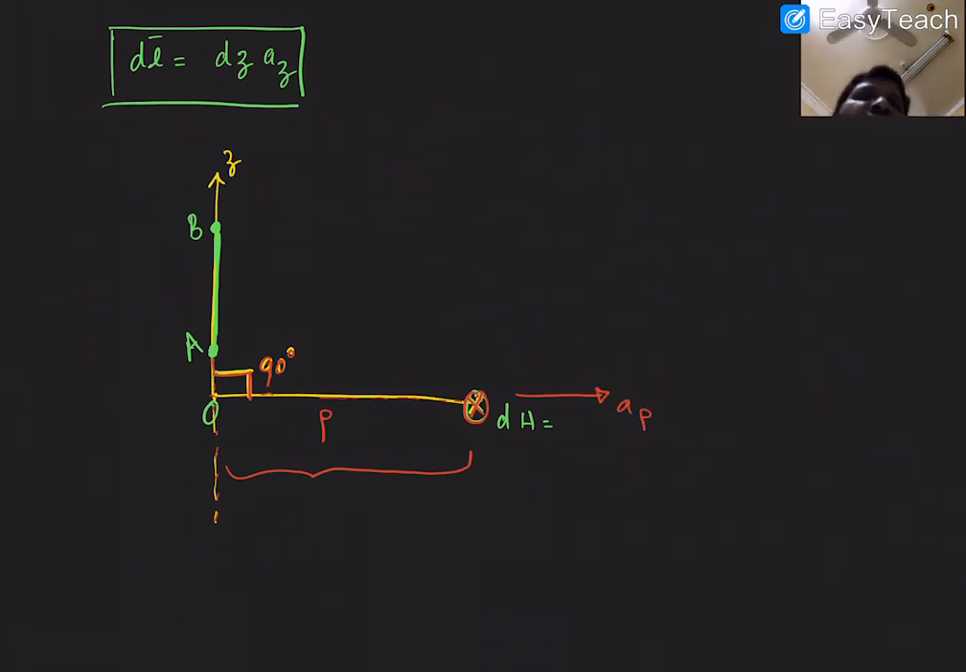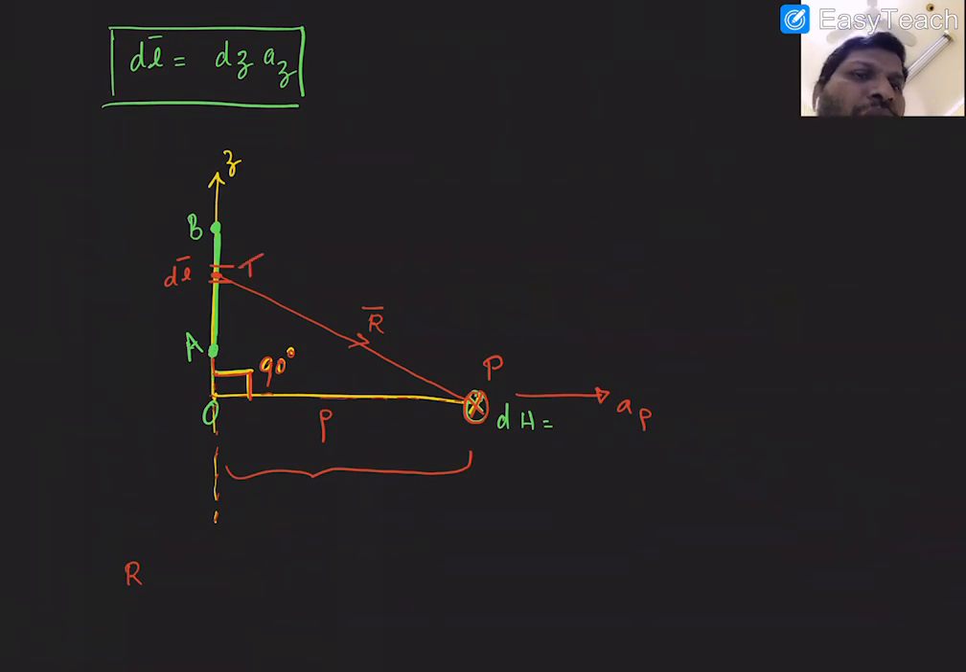So I can represent my point R, let us consider I have my dl bar here. So now I can represent this vector R as I told you. Let us say this point, I told you this is P, let's say this point is some T. So how to find the vector R?